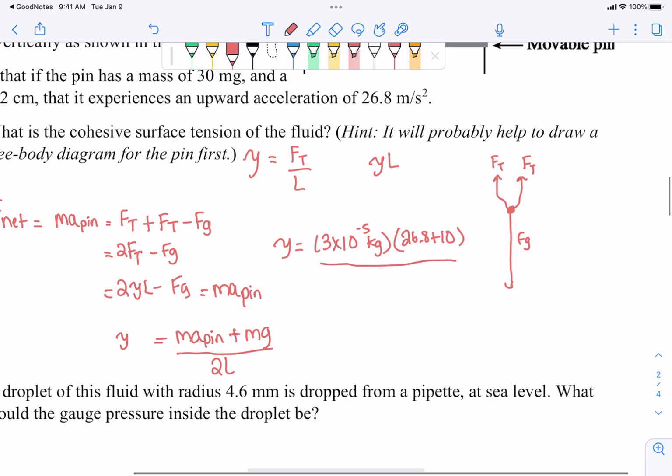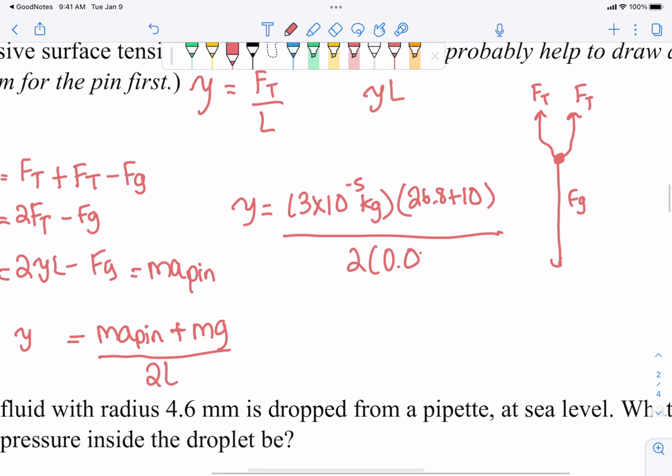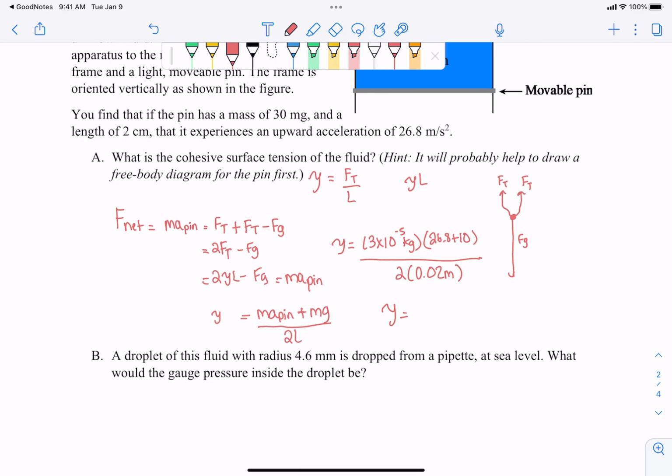But then we can just divide by 2 times the length, which was what, 2 centimeters? That's just 0.02 meters, right? And then from that we can calculate the cohesive surface tension.